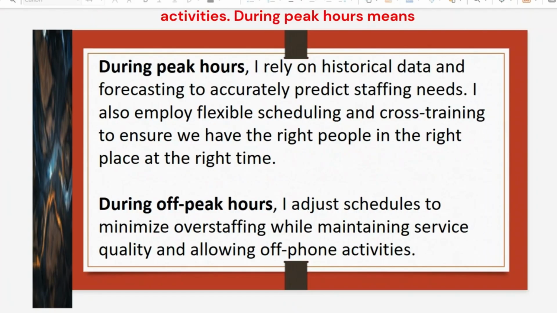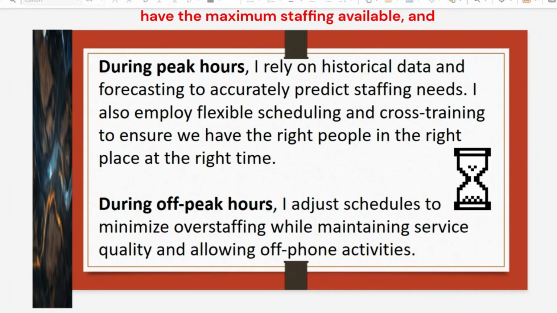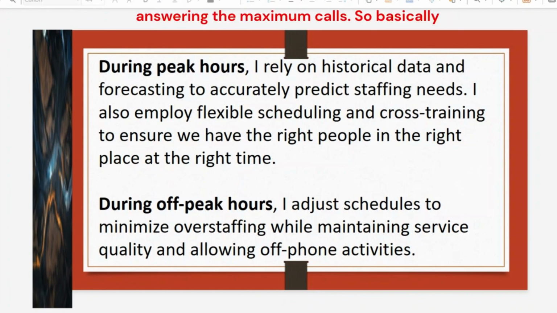During peak hours, it means that you have very high call volume. At that point of time, you need to ensure how to make changes in the schedule to have the maximum staffing available, and what kind of cross trained agents you may have that can help in answering the maximum calls. Basically, it's all about putting the right people at the right time in the right frame to make sure all the workload can be answered during the peak hours.